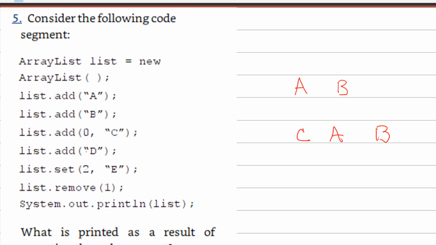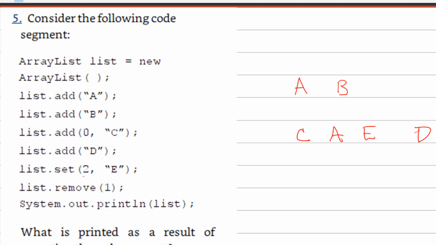Then I'm going to add D. So now I have C, A, B, D, and then list.set(2, E). So list.set overwrites what's already in that position with what you supply. That means I'm going to go into the 2 position and overwrite what's there now, which is a B, with an E. So let me erase the B and I'm going to put in an E.